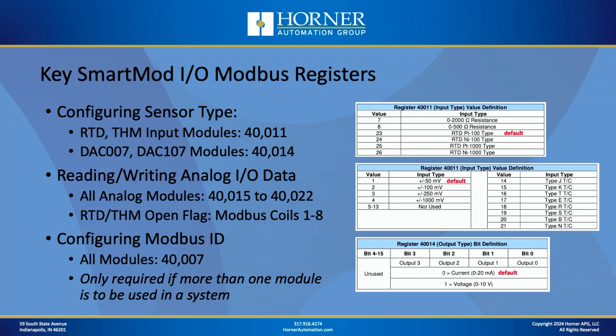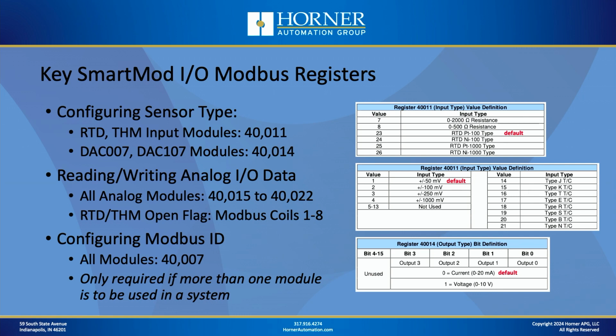In some cases, you need to configure the sensor type. If you're using an RTD or a thermocouple module, it's possible that the default sensor type isn't what you need, so you need to set that to the value for your application. And if you're going to do that, you're going to write to Modbus holding register 40011. And the top 2 charts there on the screen are showing you the different decimal values that you would set for different sensor types.